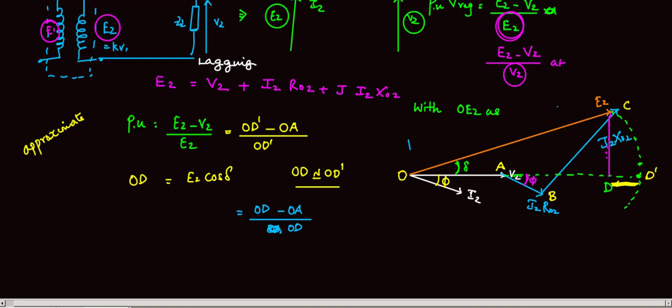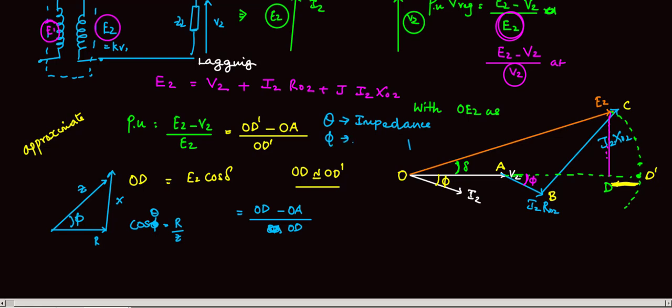Let's see here. We know that in the impedance triangle diagram, if I have a resistance R and a reactance here, cos phi is R by Z. So let theta be the impedance angle, and phi be the power factor angle.